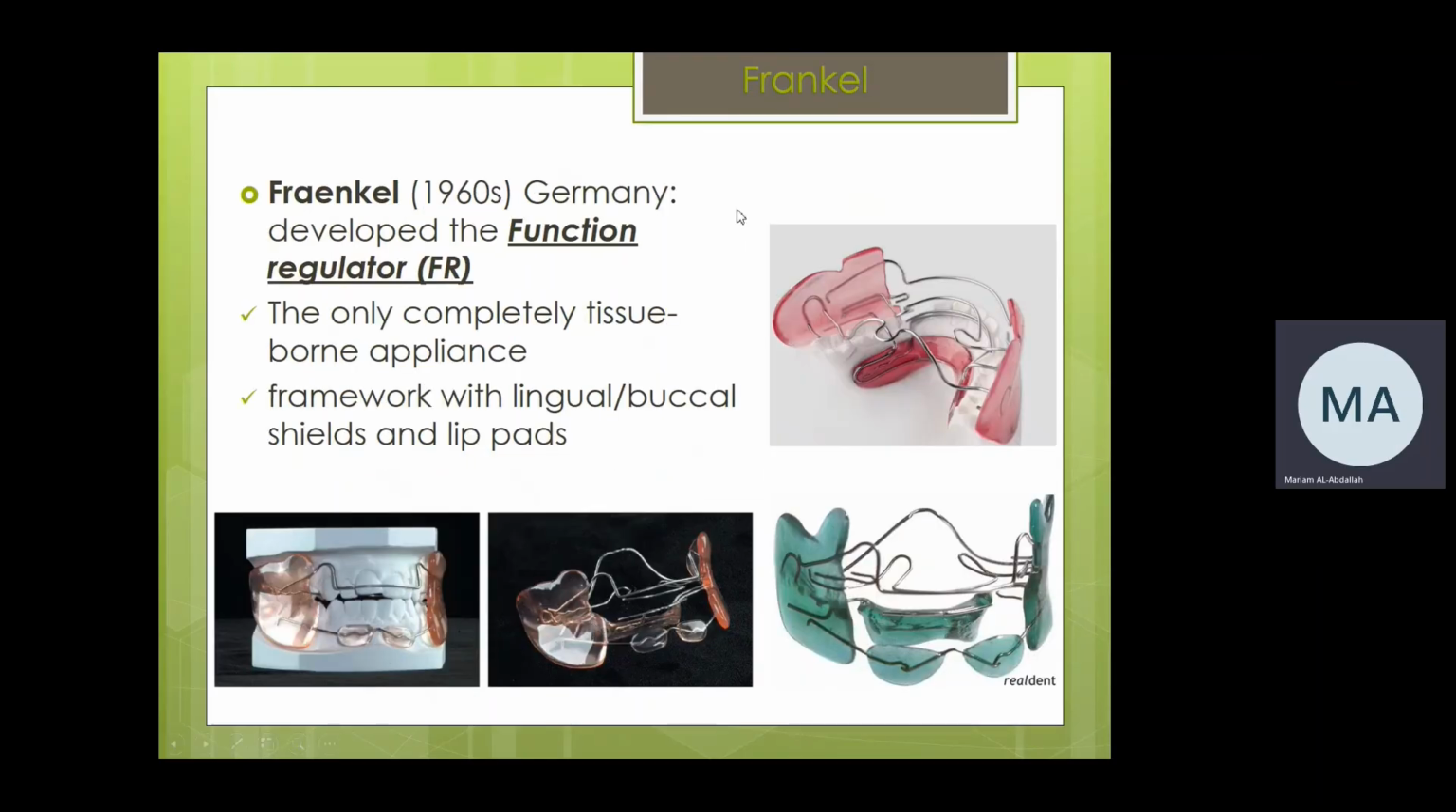The last appliance that we will talk about is the Frankel appliance. It was introduced by Frankel in the 1960s, and it is called FR. It could be relative to Frankel or function regulator, okay? And it is the only completely tissue-borne appliance. So most of the components will not be aiming for any dental effect. It's mainly a tissue-borne appliance, and it is made of a framework of metal with lingual shields of acryl, buccal shields of acryl, and lip pads.